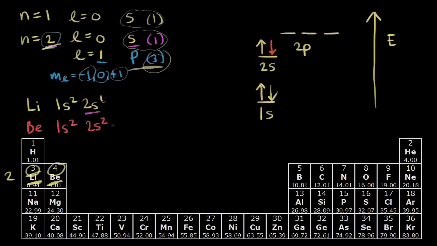So we'd write 2s2 here like that. All right, now we filled the 2s orbital. Remember, each orbital can hold a maximum of 2 electrons. We filled the 2s orbital.